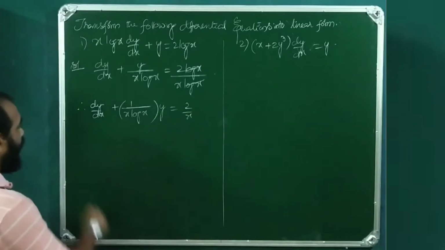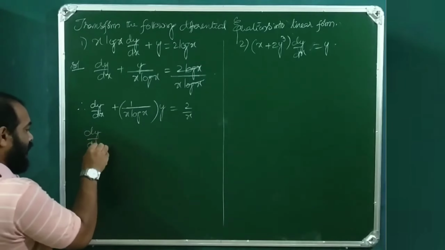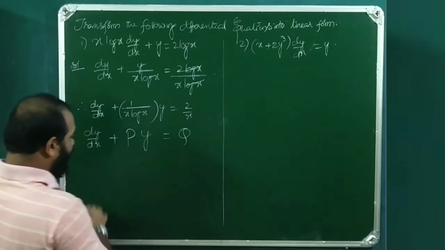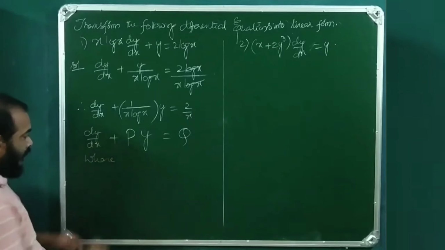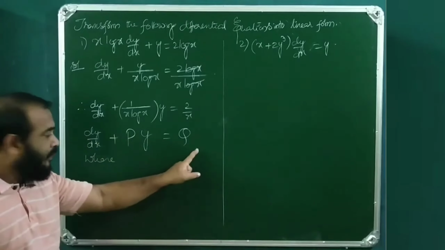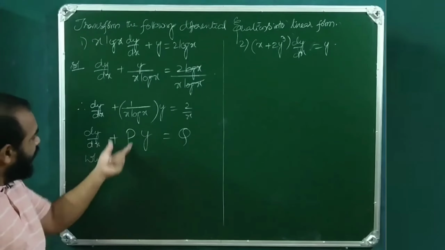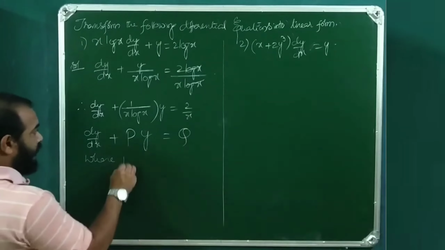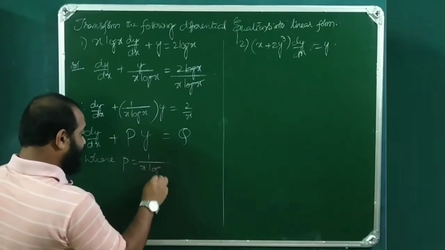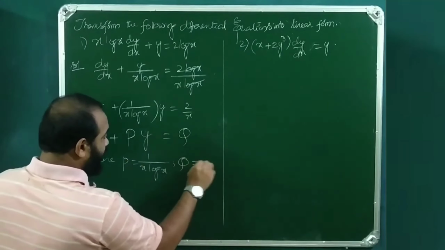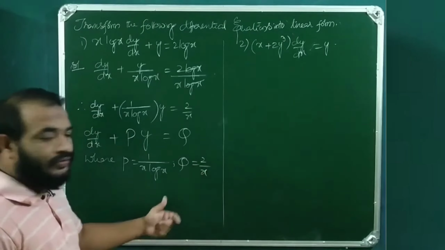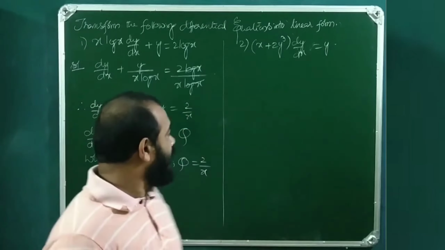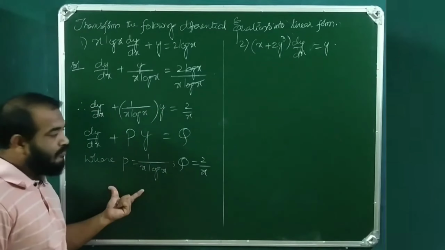This is clearly of the form dy by dx plus py equals q, where p, q should be in terms of the independent variable x. Here p is in terms of x and q is in terms of x. p equals 1 by x log x and q equals 2 by x. So we are done with this problem.